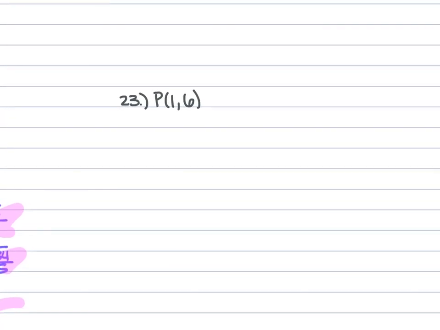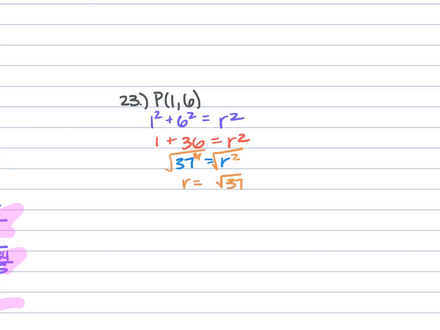For 23, we have 1 and 6, so then we're going to have 1 squared plus 6 squared is equal to r squared. 1 squared is 1, 6 squared is 36. If we add those, that's 37. Take the square root of both sides. So that's going to be r is equal to the square root of 37. So our x is 1, our y is 6, our r is the square root of 37.